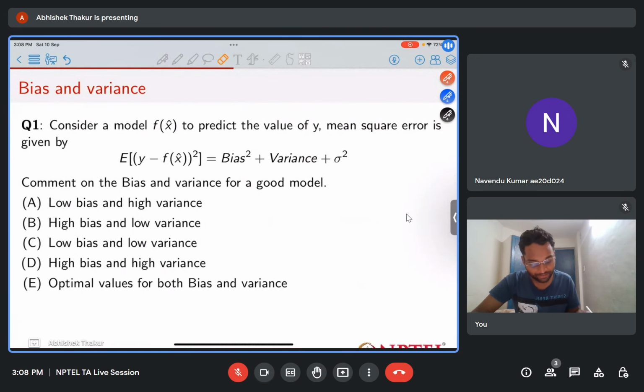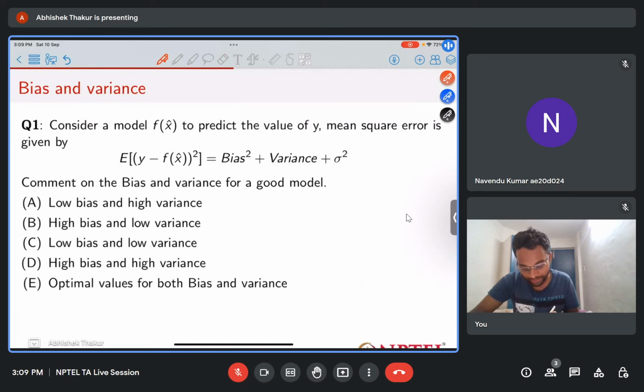Comment on the bias and variance for a good model. A good model should have a trade-off between bias and variance. It should have low bias and low variance as well, but it is not possible for a simple model alone to give both low bias and low variance, or for a complex model only to give both.